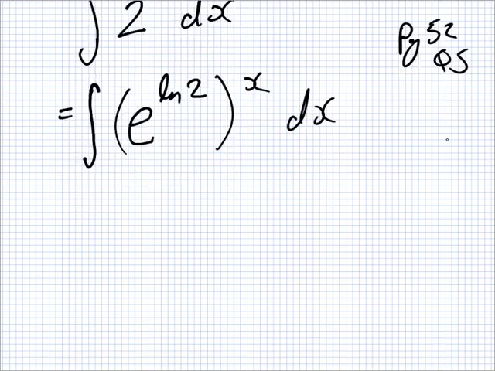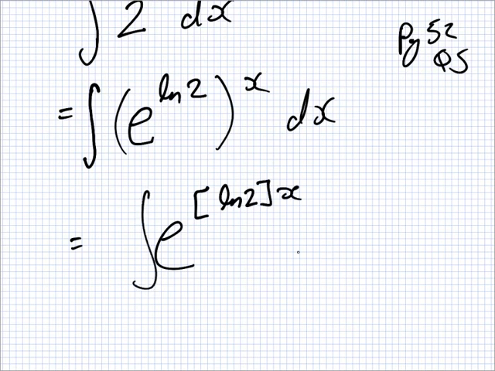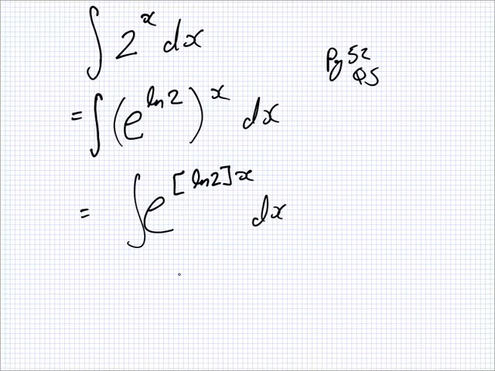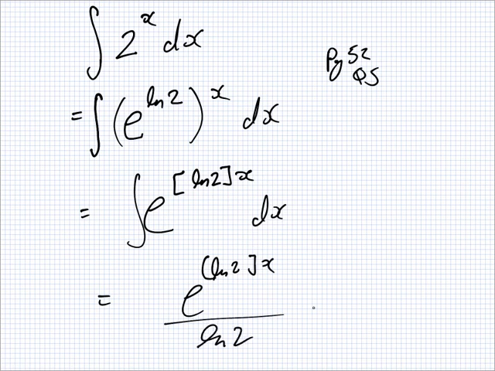Anyways, now that I have this, I can think about it like this. e, and this is like a number, this is like the n, e log 2 x dx. Now, which rule do I need here? The e nx. So what's the rule here? It's still this over log 2.